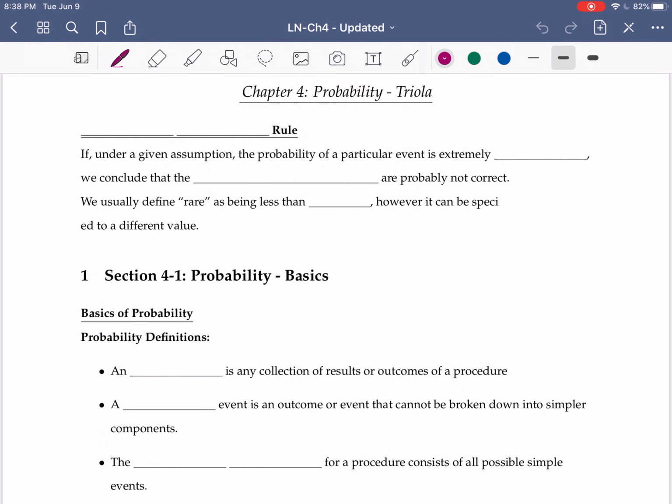In the next several videos, we are going to turn our attention to probability. As we start to look at probability, one thing that's going to end up being very important, not only in the realm of probability, but throughout the rest of the statistics that we look at, is something called the rare event rule.